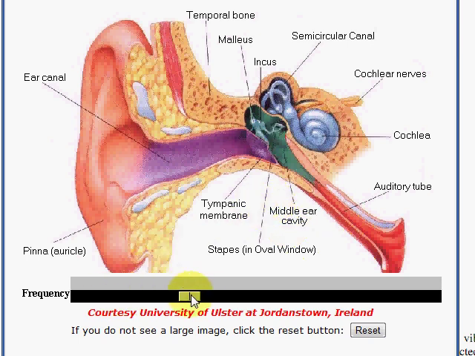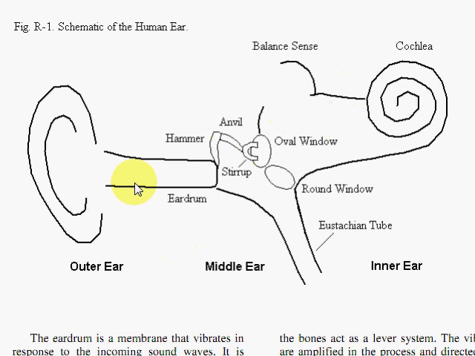Notice here we have different frequencies that we can do here. And you have your outer ear, your middle, and your inner. So let's look at that in a rough sketch like we have here. This is your outer ear, everything from the outermost part to the eardrum. The eardrum is your boundary between the outer and the middle ear. Then the three bones, the hammer, the anvil, and the stirrup. And then the boundary between the middle ear and the inner ear, the oval window.